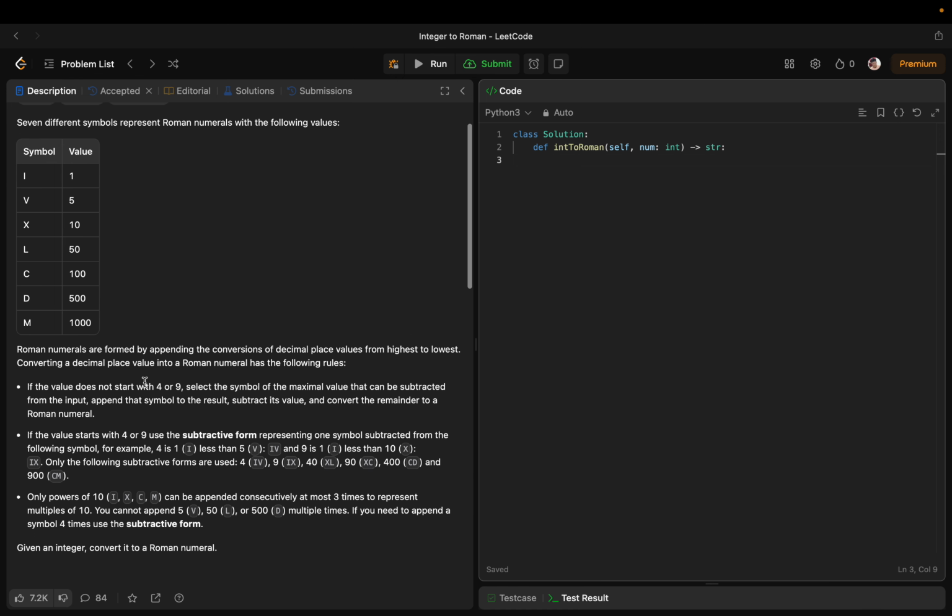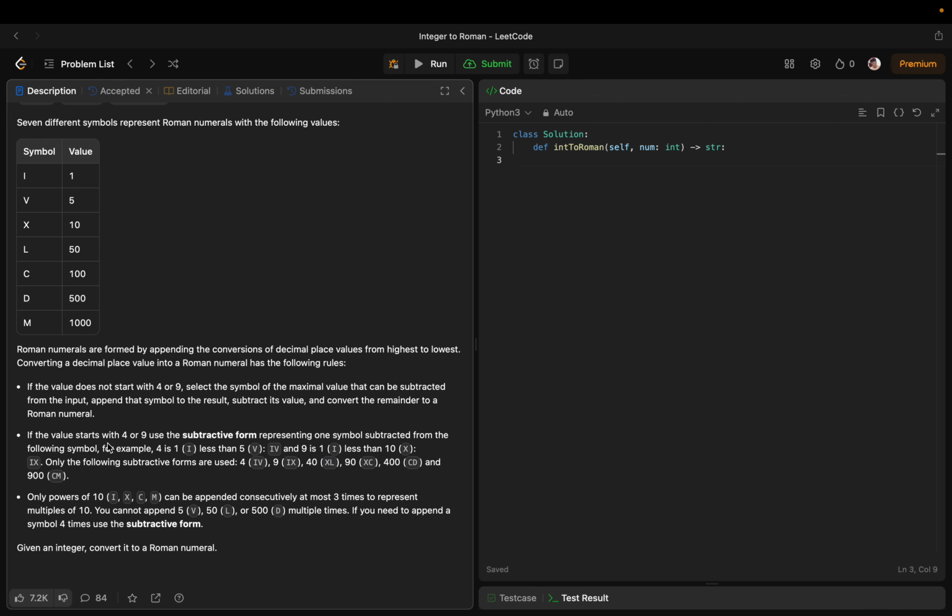So the given three rules are this. What the rule says is, to convert an integer into a Roman number, firstly we need to consider the first digit of the number. If the leftmost of the number is not 4 or 9, we can just select the maximum value that can be subtracted from that number, append that respective symbol to the Roman number and subtract the value from the previous number. Similarly we can deduce it until the given number is greater than or equal to 1.